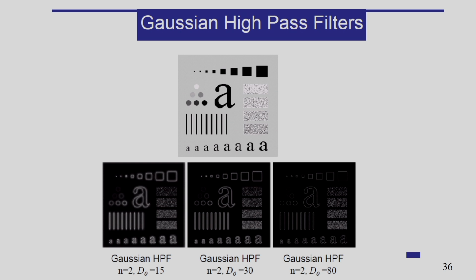The first one is the input image, and for different values of D naught you can see the outputs. The order, I am considering n is equal to 2 here. So if you see corresponding to D naught is equal to 15, the first is this, D naught is equal to 30, you can see the output. D naught is equal to 80, you can see the output. If I increase D naught, then what will happen? That means I am considering high frequency information, also some low frequency information. So that is why the image will be blurred.